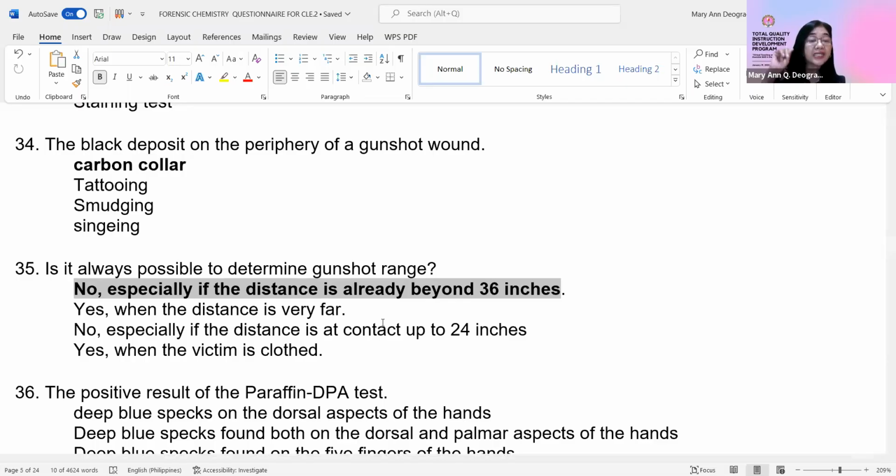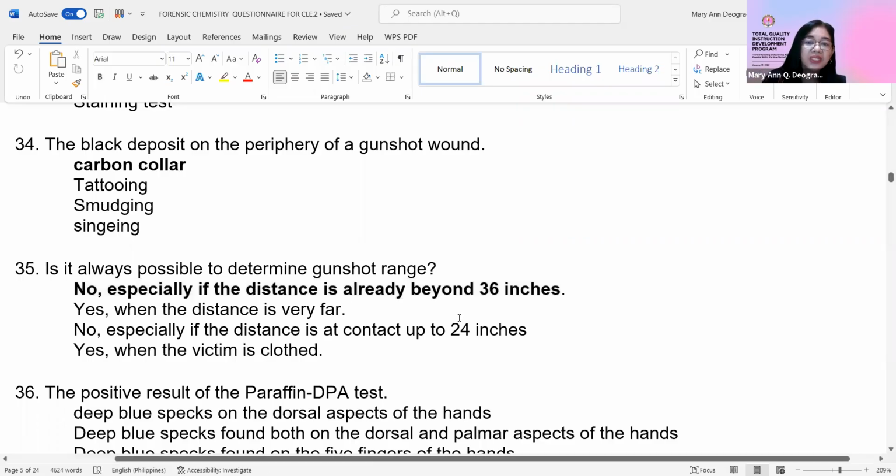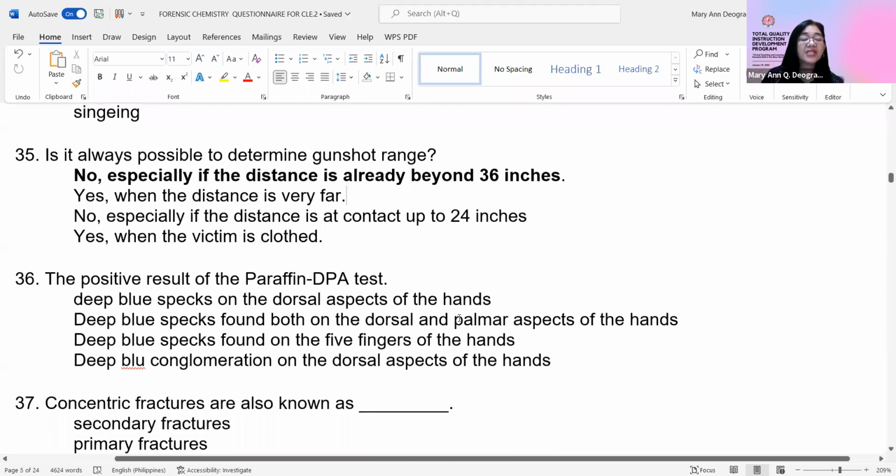Pero kung ang tanong, is it possible to determine gunshot range? Yes, ang sagot doon, no? Yes, through the characteristic patterns that can be observed around the gunshot wound. Pag wala yung term na always, ang sagot, yes. No, through the characteristic patterns. Pero kung, is it always possible? Hindi. Okay? So, yun yung mga tanong na catching eh. The positive result of the DPA paraffin test.